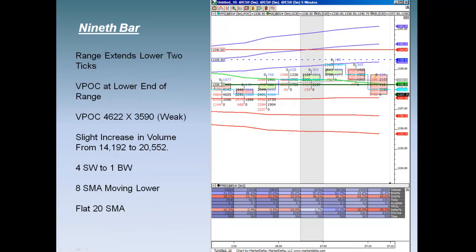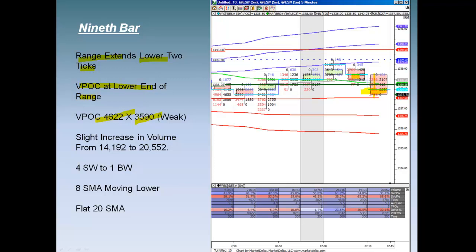Well, the next bar is a red bar, and the volume POC actually drops, and the range extends lower 2 ticks, and the volume POC is at the lower end of the range. Take a look here, it's down here, just 1 tick above the low. So all these are very bearish signs. Not only that, take a look at the volume POC, 4,622 at the bid, 3,590 at the ask.